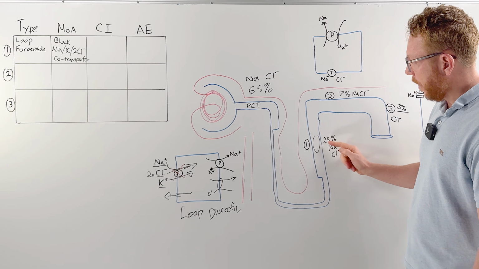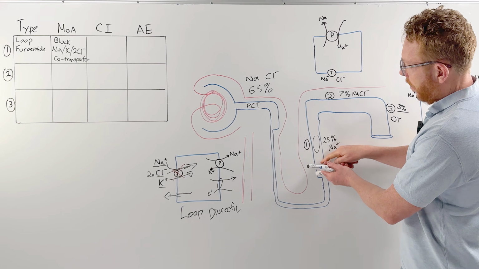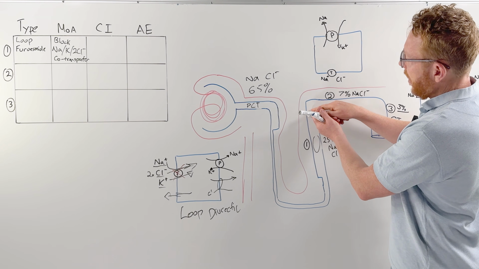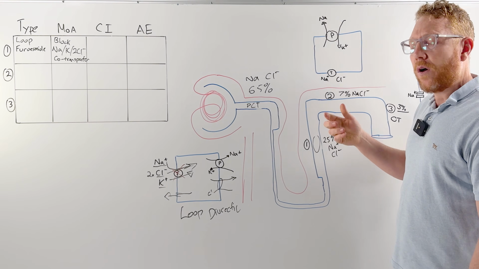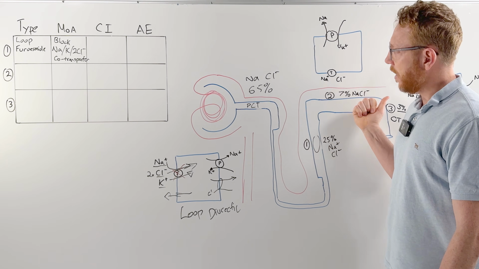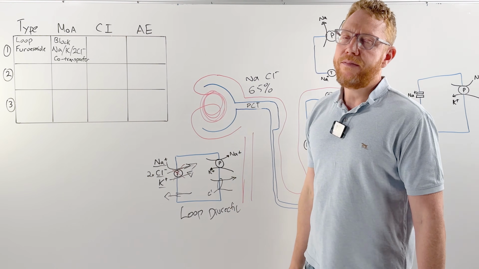So instead of getting 25% of that salt back into the blood, it stops. So the fluid that's coming up is much more salty. And as we know, with salt, water follows. So water's going to go out with it. And this is ultimately why we're going to give this type of diuretic.